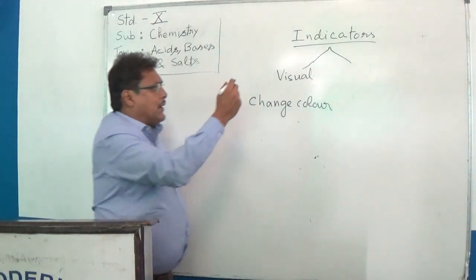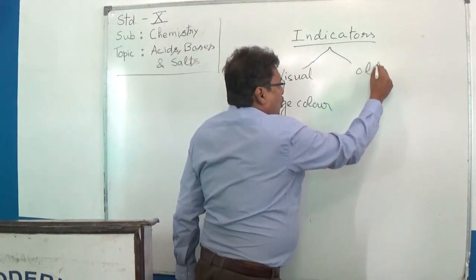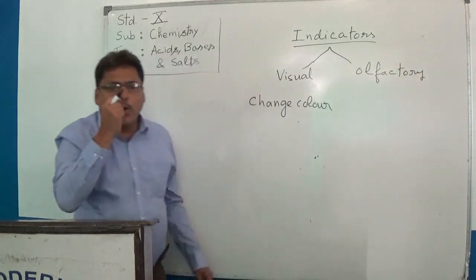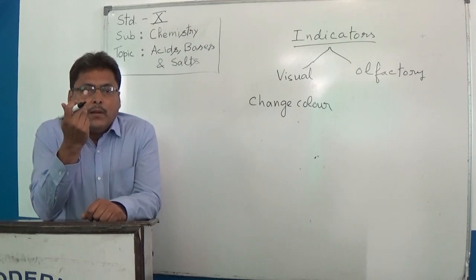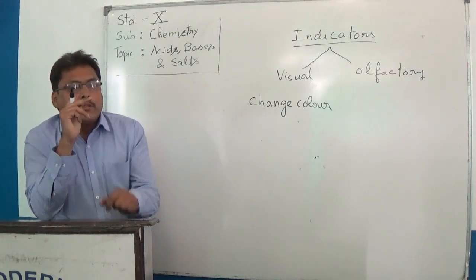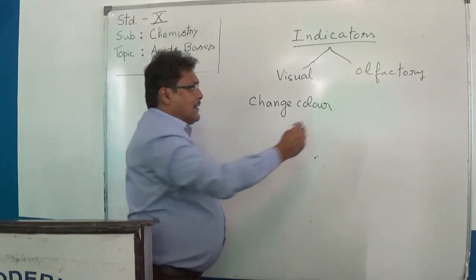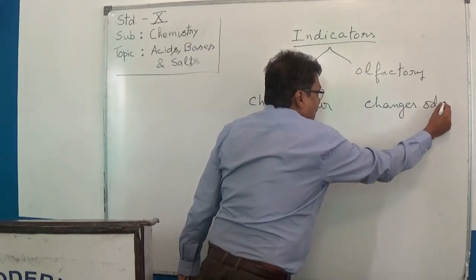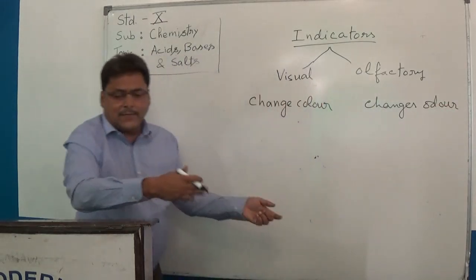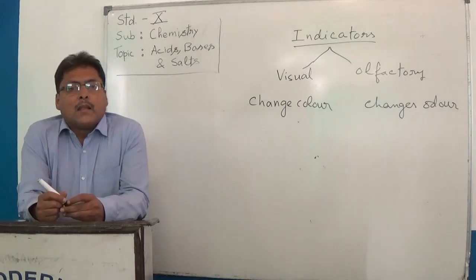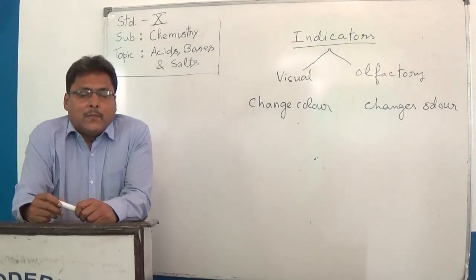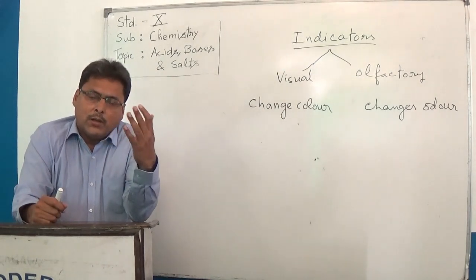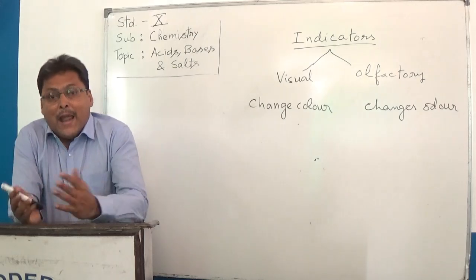And another kind of indicator will be what we call olfactory. This is a new word. Olfactory is pertaining to smell. Some indicators give a different smell. It changes odor or smell. In acid, it gives a certain smell, and in base, it may give another. And that way, indicators may be both natural and man-made.